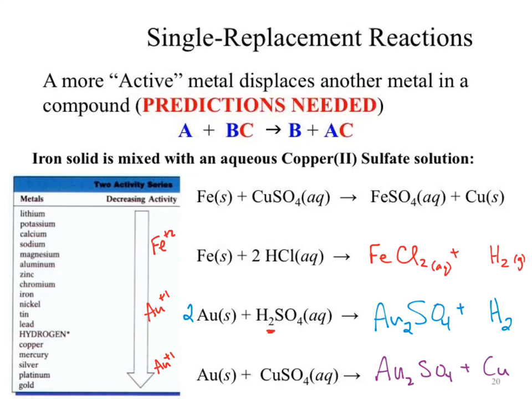Okay. Last one. Is it balanced? No. What's missing? Gold. I need 2 golds. Again.